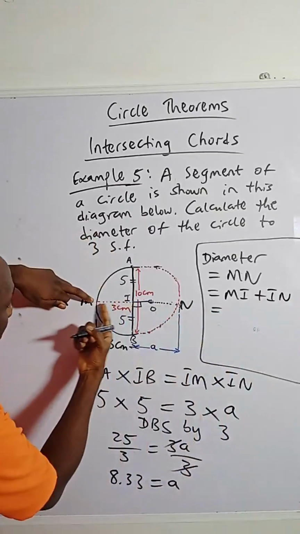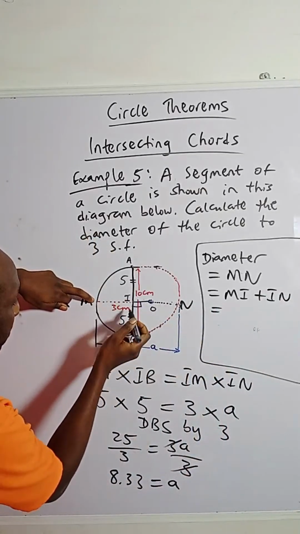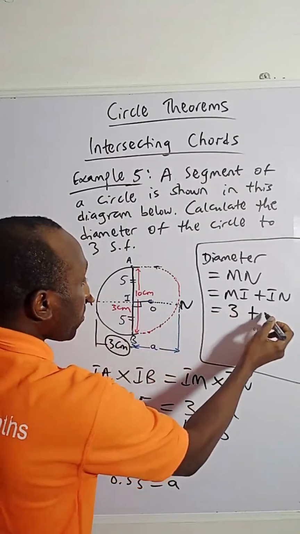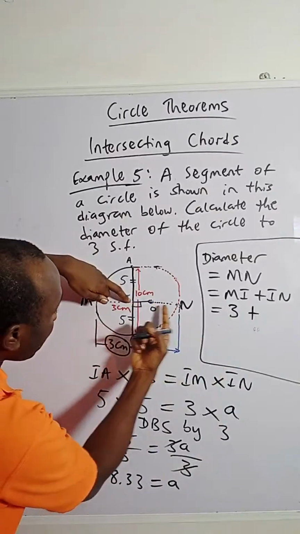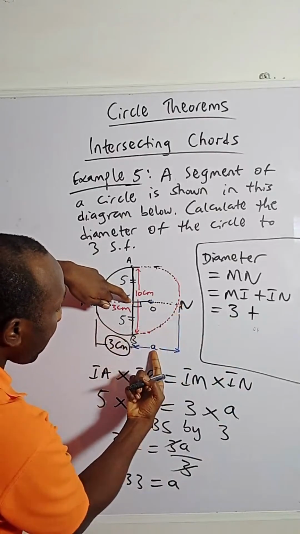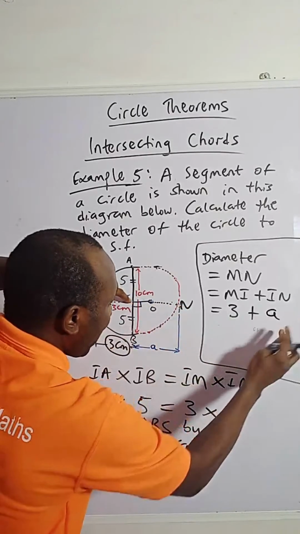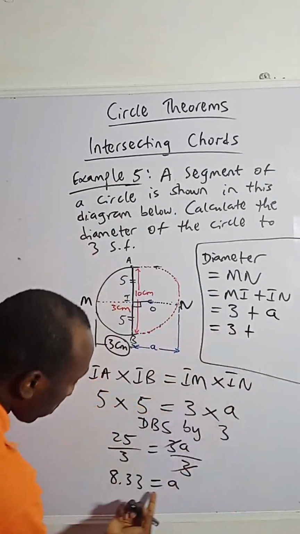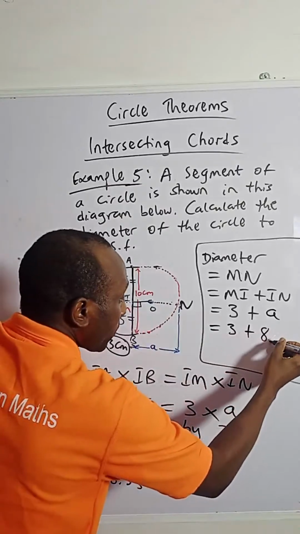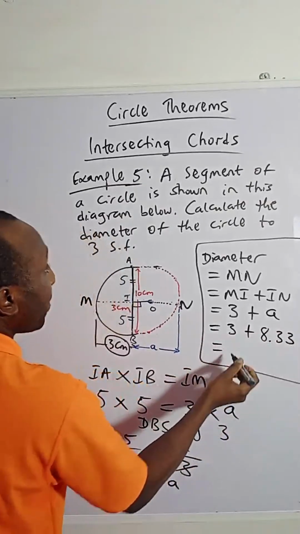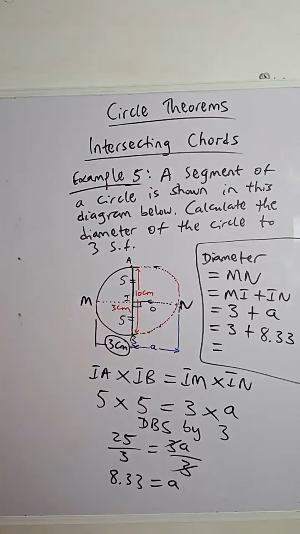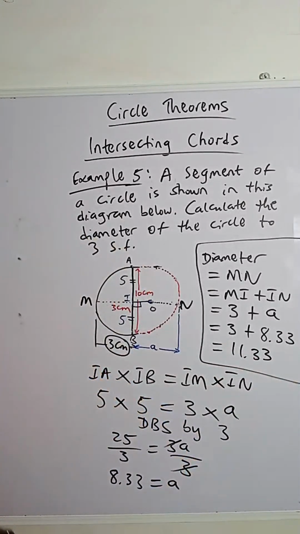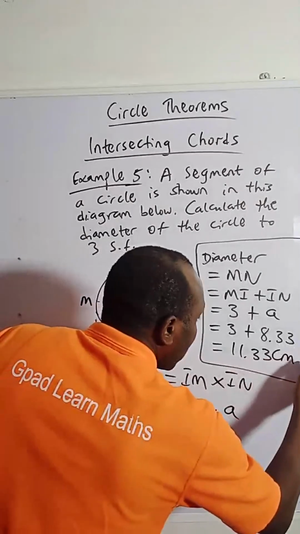And what's MI? From M to I is what? It's 3. See it here. That's 3 plus what's IN? From I to N is what? A. Don't worry, I'll write that A here so that you know how to connect all the dots. A plus A is what? We got A as what? 8.33. And when you add this, what are you going to have? 11.33. And the unit is what? Centimeters. So this is the diameter.